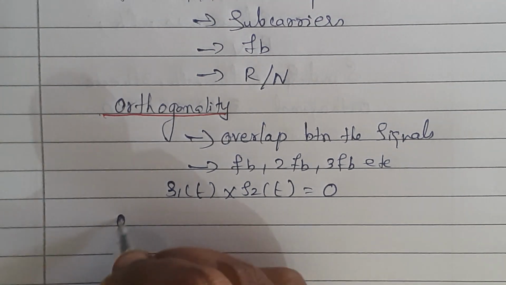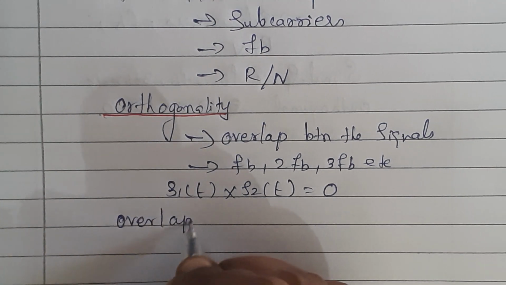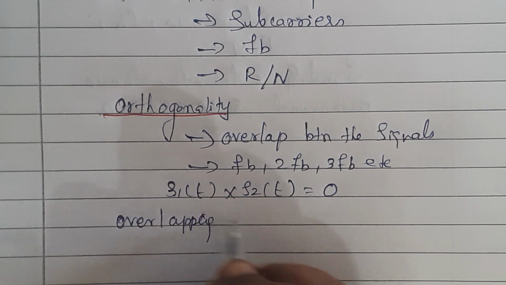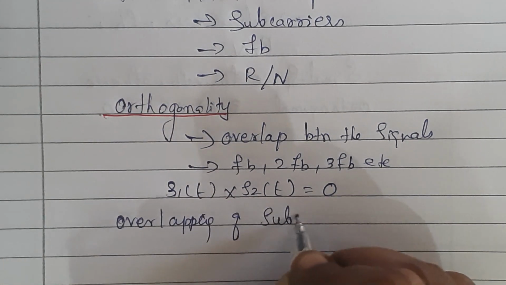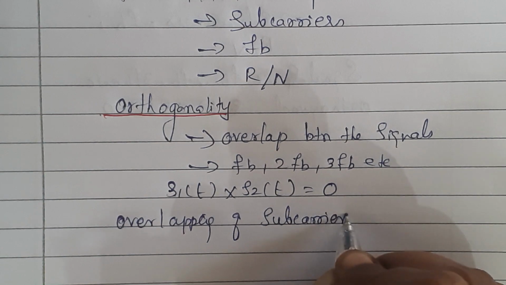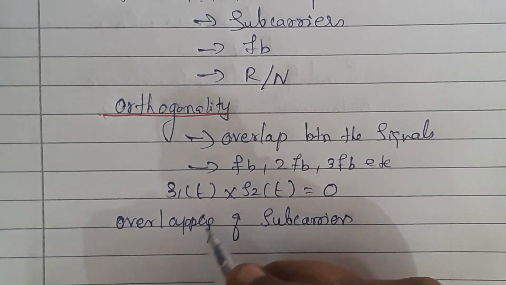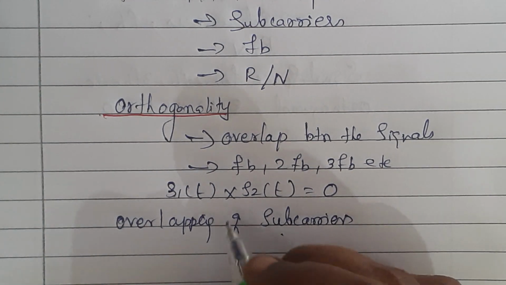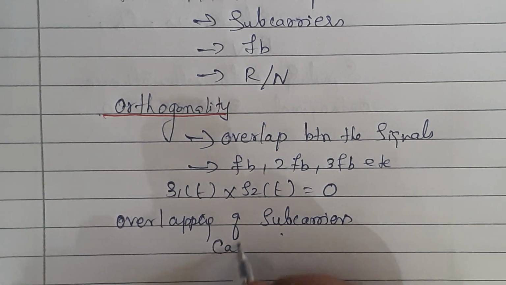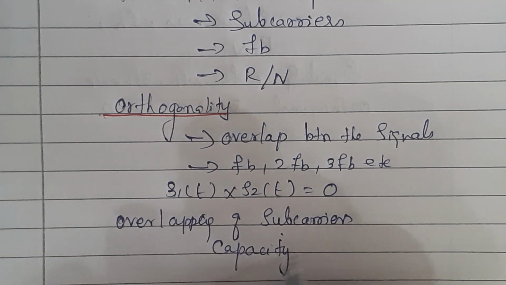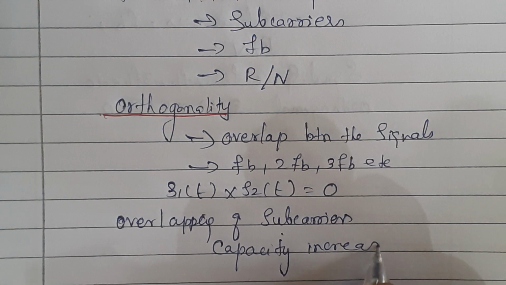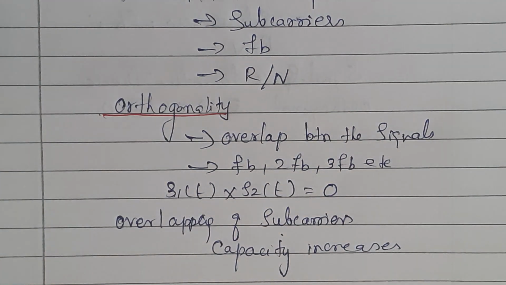So this overlapping of subcarriers, what happens when we are allowing this overlapping? Automatically the capacity increases. So this is how the capacity in an OFDM is increased.